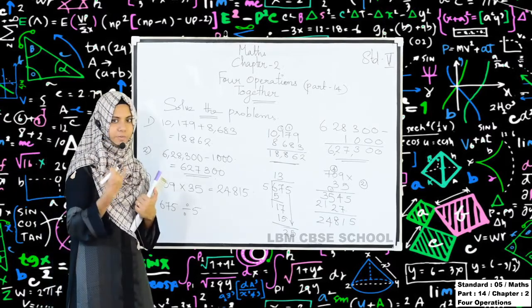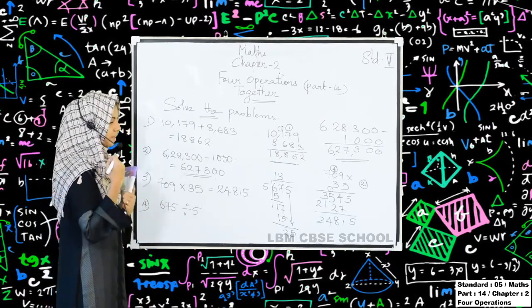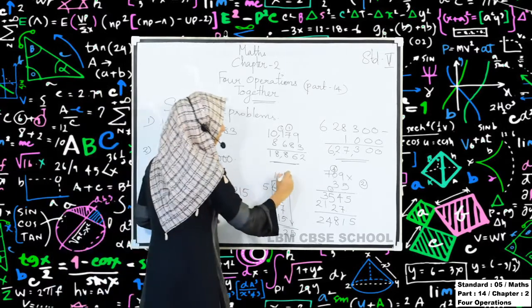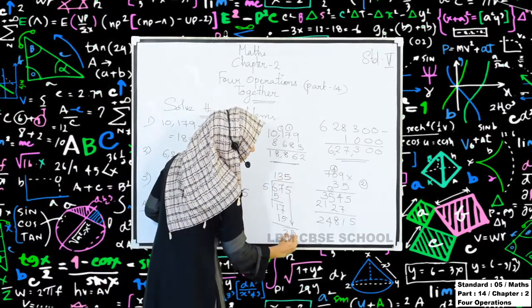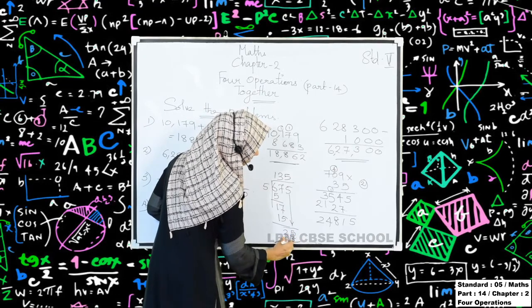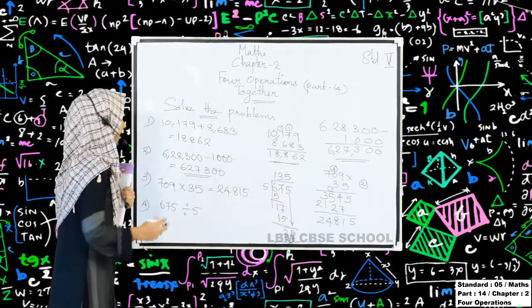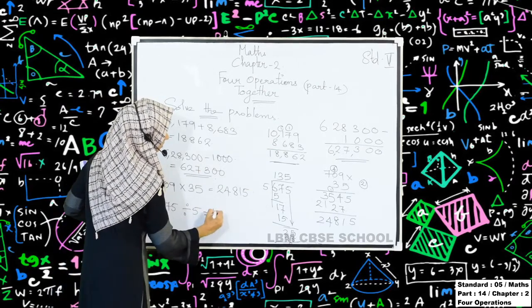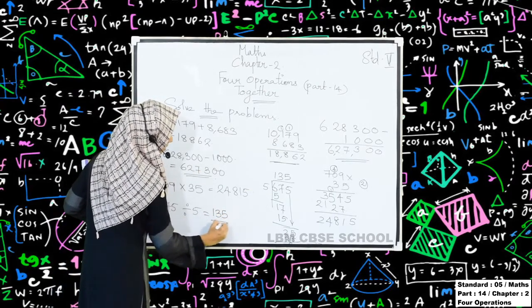5 ones are 5, 5 twos are 10, 5 threes are 15, 5 fours are 20, 5 fives are 25. 5 fives are 25. Then subtract this one, we will get 0. Then the quotient of this question is 135.